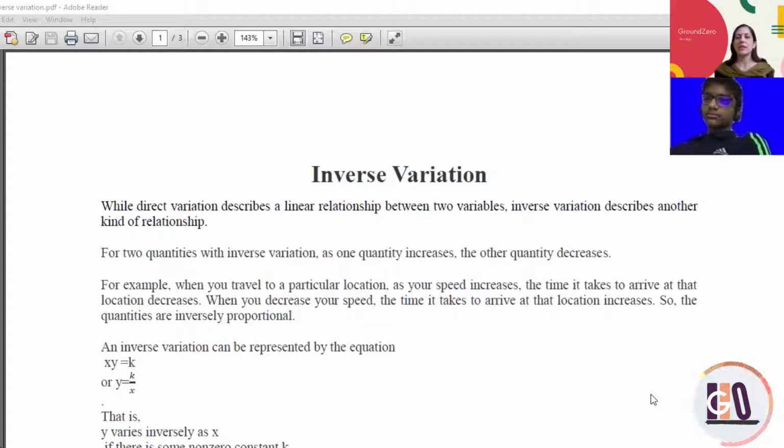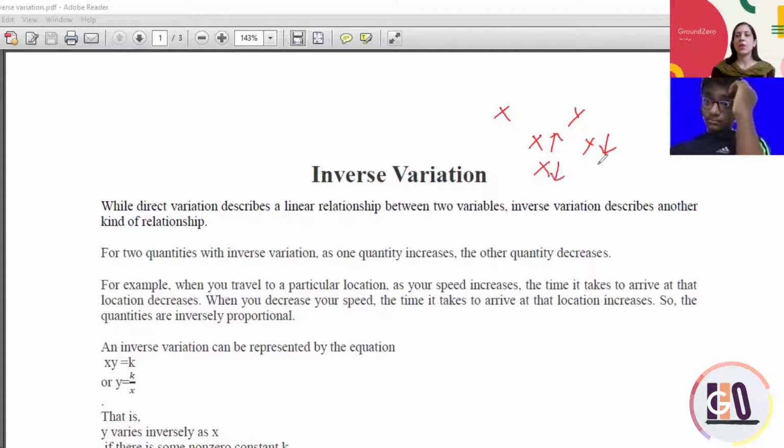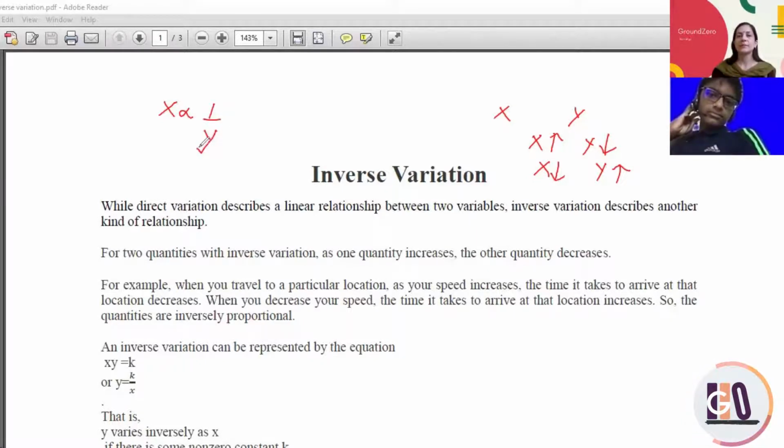Inverse variation is something different. So what is that relation? If there are two variables, x and y, and x is increasing, then y will decrease. Or you can say if x is decreasing, y will increase. So there is an inverse relation, like x is inversely proportional to y, right?